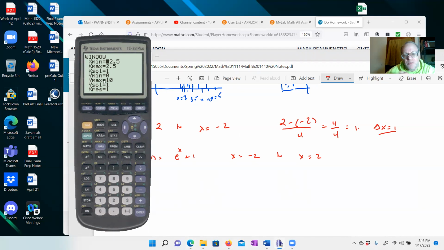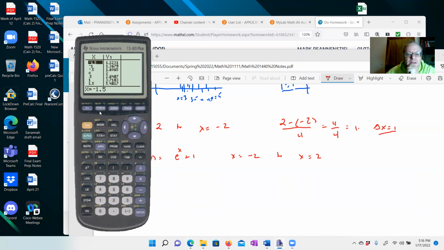Now the reason I wanted the x scaling to be 1 was because I'm going to hit second function. See this little table here? I can barely see it, I'm sure you guys can. That one gives me a little table of what's going on.